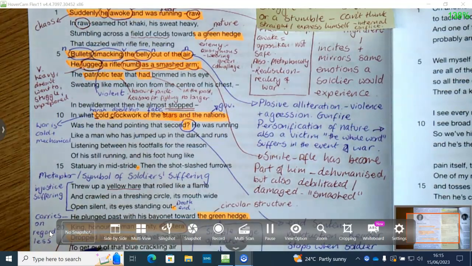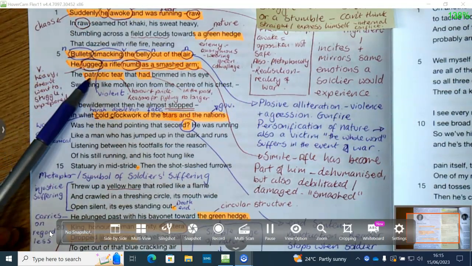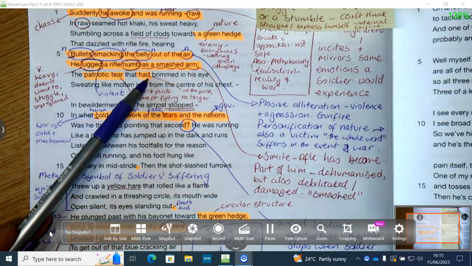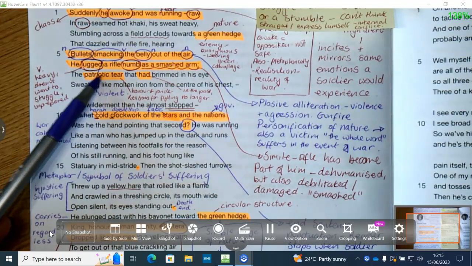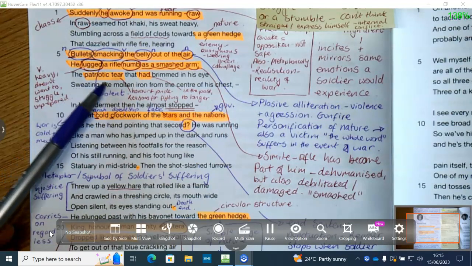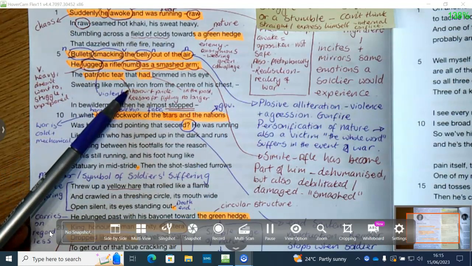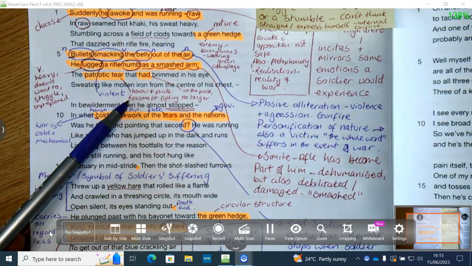Next on line 7 then, we're getting a clue as to why the soldier originally went to war. The patriotic tear that had brimmed in his eye. Now here, I know the notes are small. Patriotic, our patriotism is our pride in our country. So here I've written honour and pride. These were his reasons for fighting.